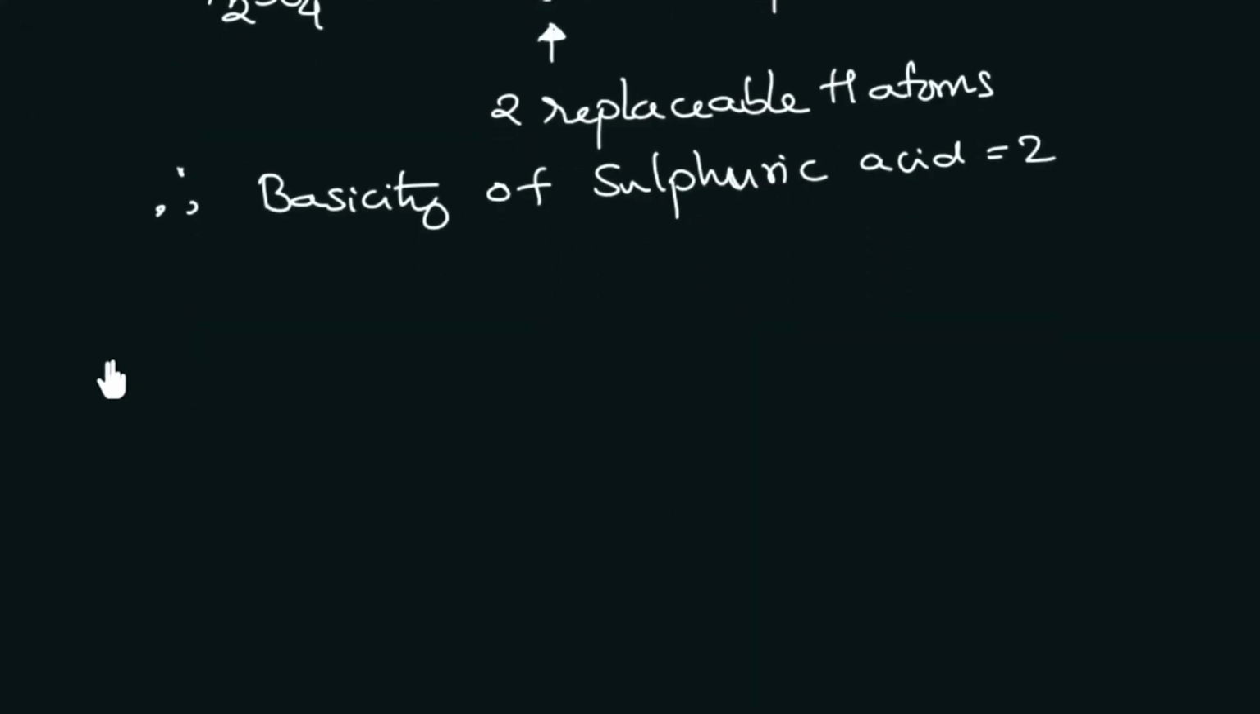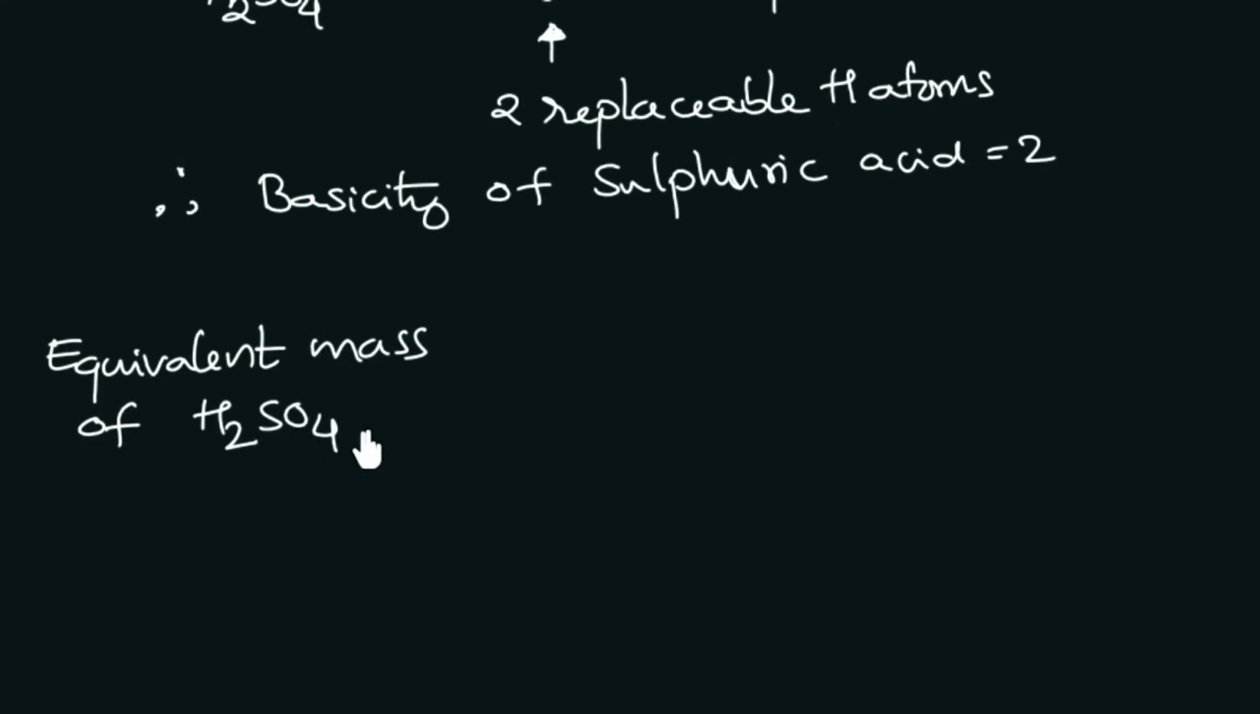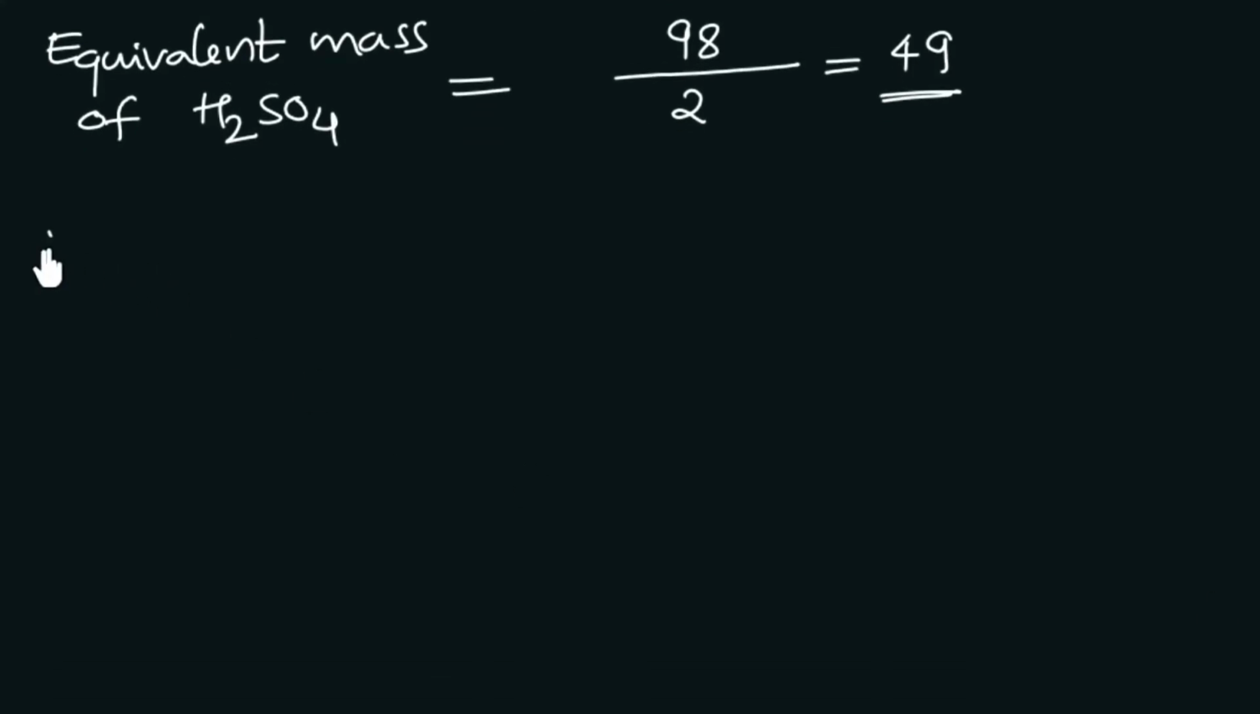Therefore, the equivalent mass of H2SO4 is the molecular mass of sulfuric acid, 98 gram, divided by the replaceable hydrogen atoms, 2, and therefore we get 49 gram as the equivalent mass of sulfuric acid. Let's take one more example: example 2, hydrochloric acid.